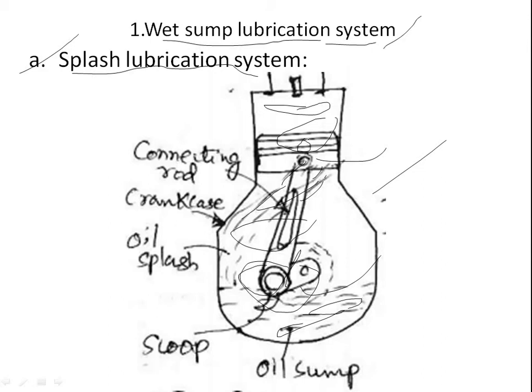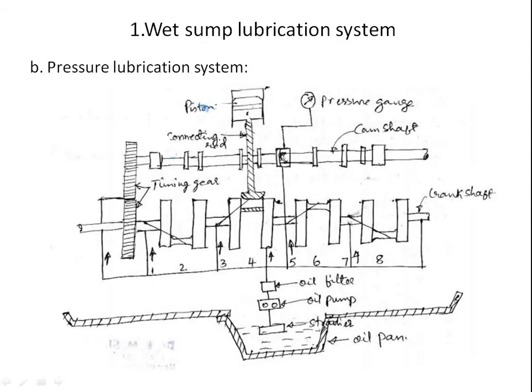Okay, next we'll be discussing the wet sump lubrication system. Under that, we are going to discuss the pressure lubrication system. This system consists of, as you can see here, the oil pan, the oil filter, the oil pump, and the pipes.